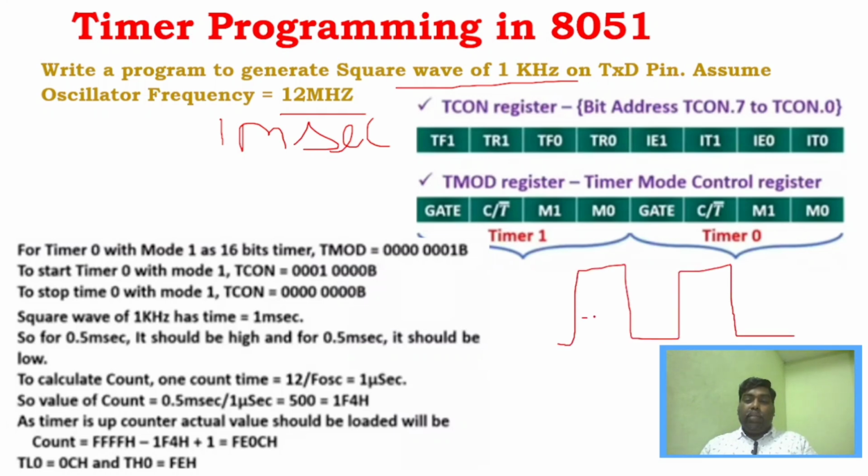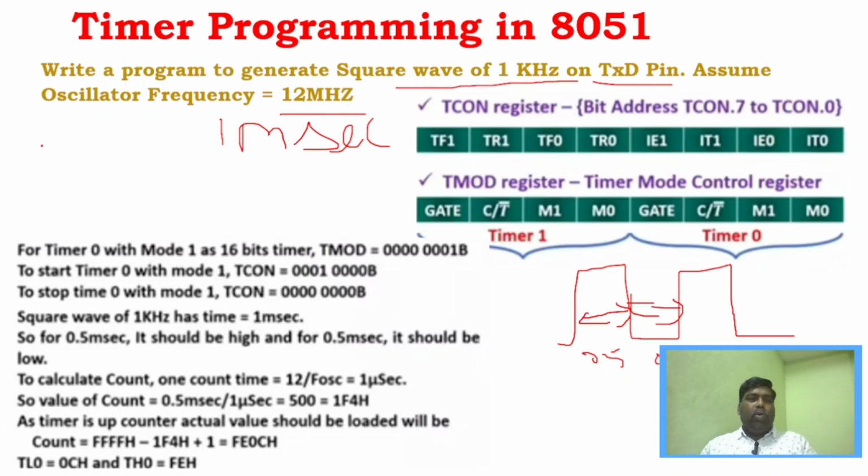Square wave, so we will be having a T on and T off, right? So this 1 millisecond can be considered as 0.5 and 0.5, right? So what we have to do is generate the square wave at the TXT pin. Assume the oscillating frequency as 12, right? So it is like the previous question.